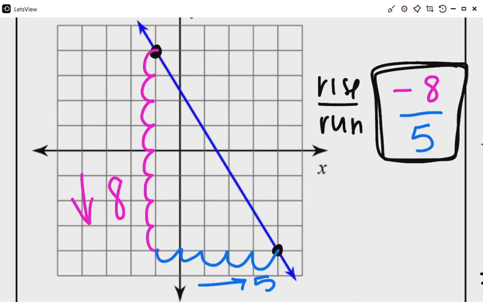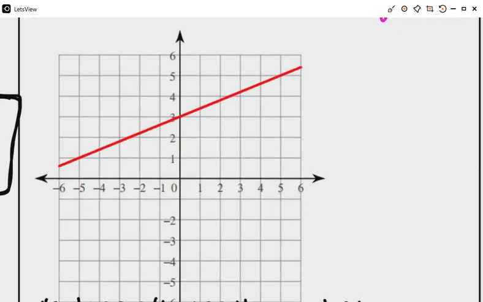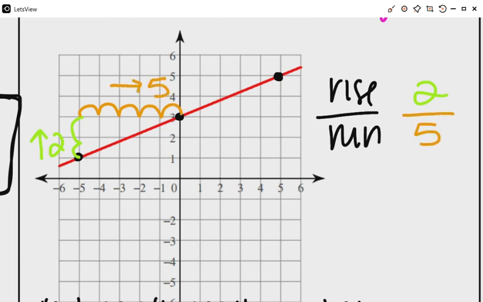All right. Last one, kind of. We have to pick our perfect points. So we have 1 here, and 1 here. So we have our rise over run. We're going to go up 1, 2, up 2, and over 1, 2, 3, 4, 5, 2 over 5. Can't simplify that, so that is going to be it.